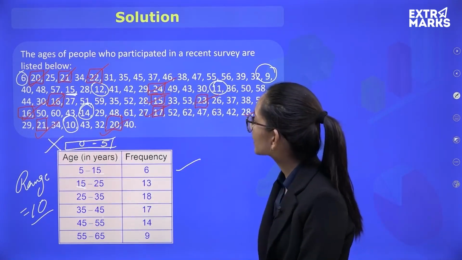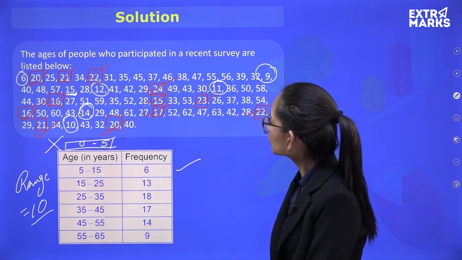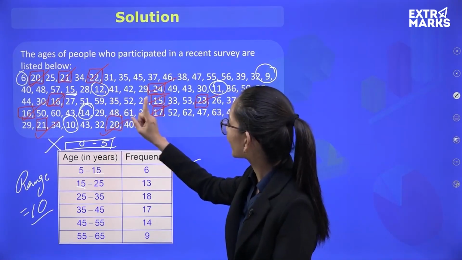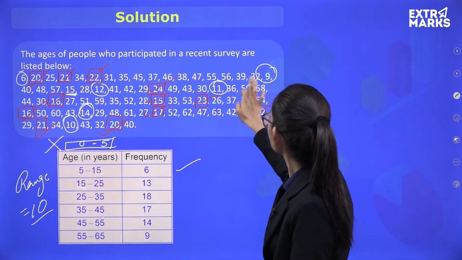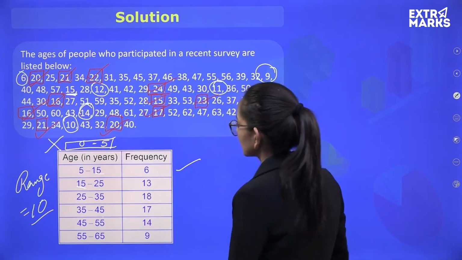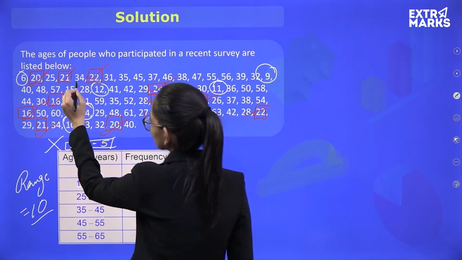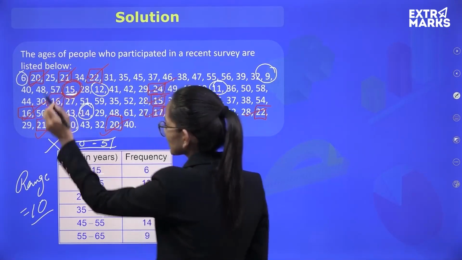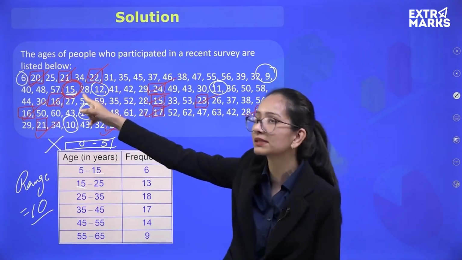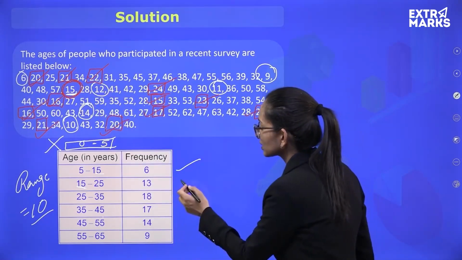Let me check again. We have to consider those values which are lying in the age group 15 to 25, right? So not 47. Oh yes. We are missing this 15. We are missing this 15 because it is matching with this lower limit. So obviously we are missing this 15. Now the total count is 13.